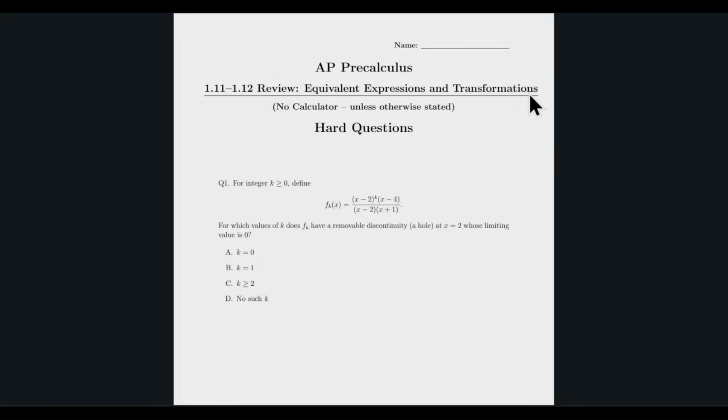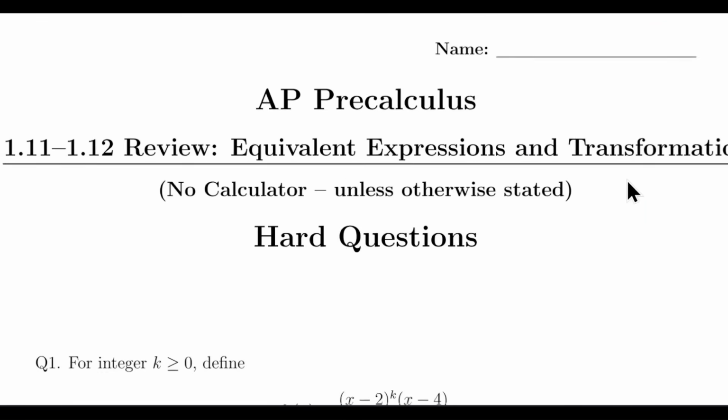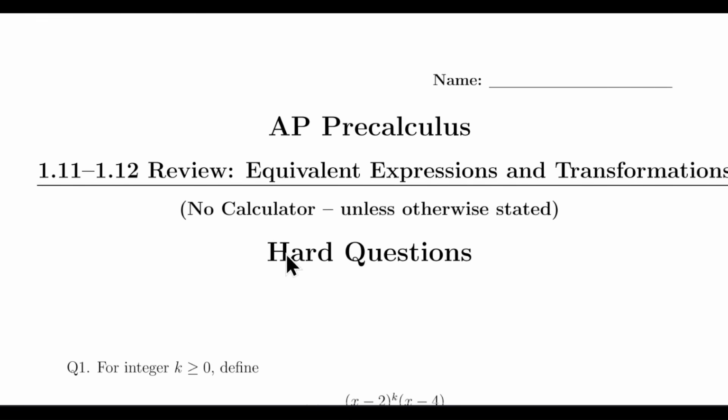Fellas, this video is a review of 1.11 and 1.12, which have topics equivalent expressions and transformations. The questions will be, well, if not hard, then at least not easy. The calculator is not allowed, as this says.